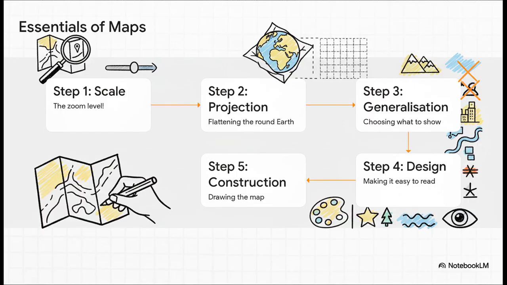Easy. Step 2, projection. Now this is the tricky one, trying to make our round Earth flat on a piece of paper. It's kind of like trying to flatten an orange peel without it tearing. Step 3, generalization. You can't show every single tree and house, so you have to choose what's important. Step 4, design. This is about making it look good and easy to read. And finally, step 5, construction, the actual drawing of the map.